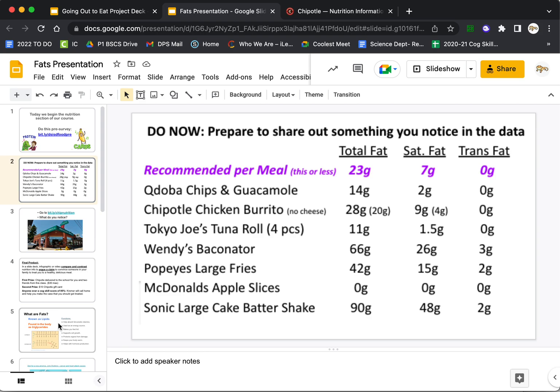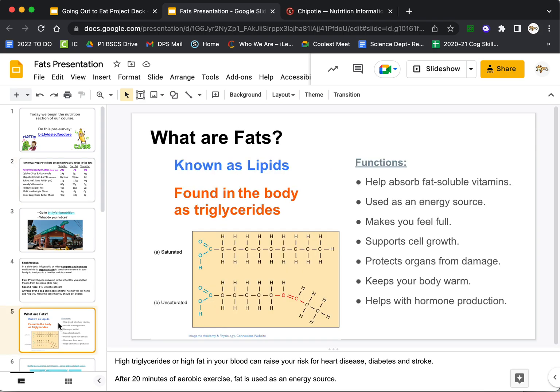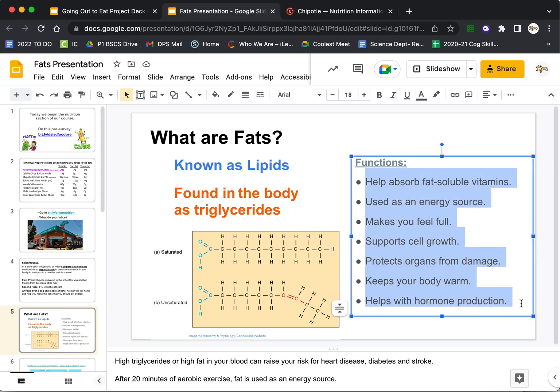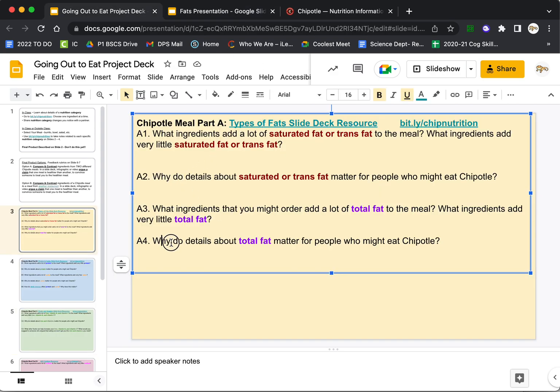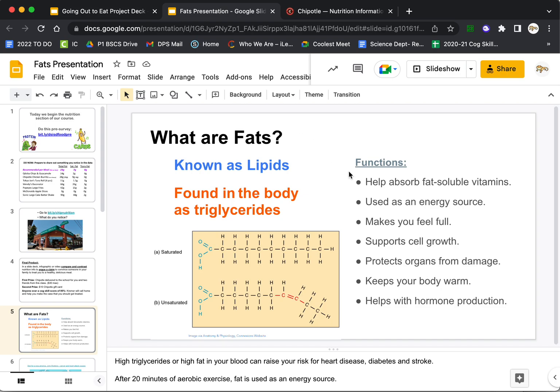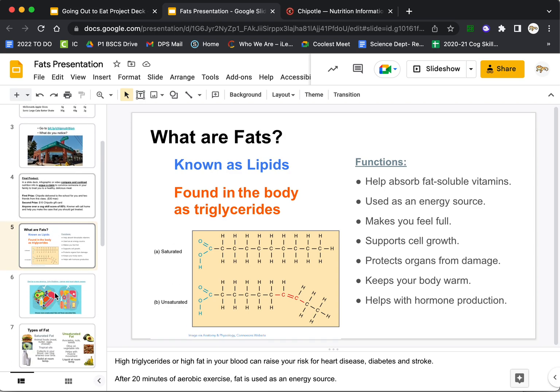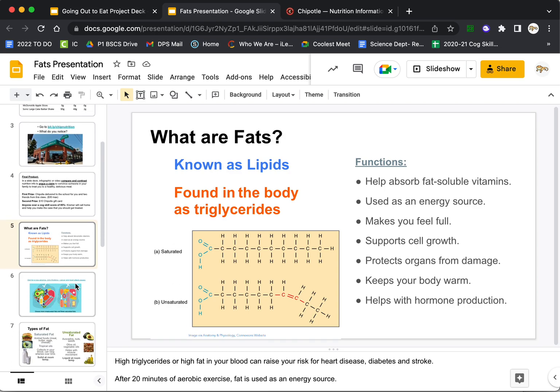very broad highlights to clarify, for example, that fats are actually very, very valuable to the body. Fats can also be harmful, but only if we're consuming them in very large quantities. And these are all things that fats help our body do. And if you're looking for an answer to this question, why do details about total fat matter? This slide gives you some good answers to that, some positive things that fat can help your body do.